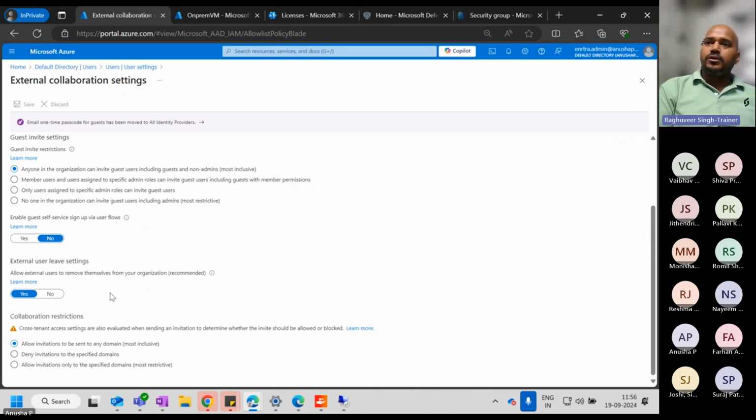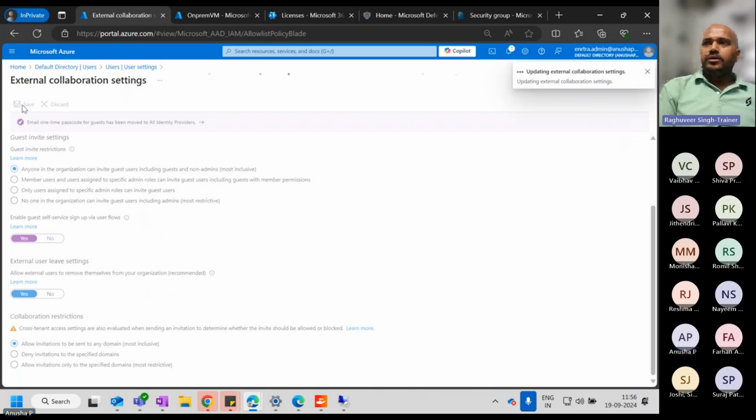Otherwise, your user will not be able to sign up. That says enable guest self-service sign up via user workflow. Yes. Okay. This setting. All others are fine. As long as you're not providing users any access, you are fine. By default, it goes with most exclusive, which means your guest users can be a global admin and they can also be an owner on Azure.